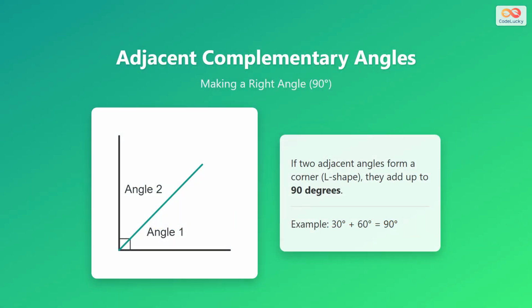Another special case is when adjacent angles form a corner or a right angle. These are called adjacent complementary angles. Together, they add up to exactly 90 degrees, forming a perfect L shape.